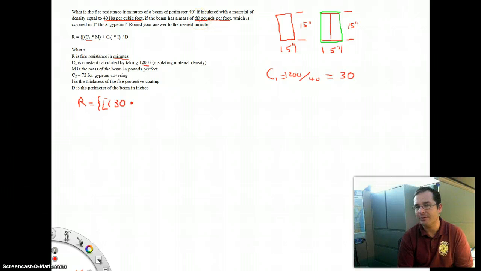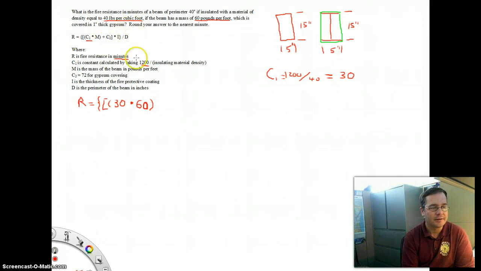You could buy the same beam maybe at a weight of 30 pounds per foot, which would be a lighter and less strong beam. So we're going to put the mass in pounds, which is really kind of a misnomer because pounds is a unit of weight, not a unit of mass, but it's not going to affect the calculation. Then to that product, we need to add C2.